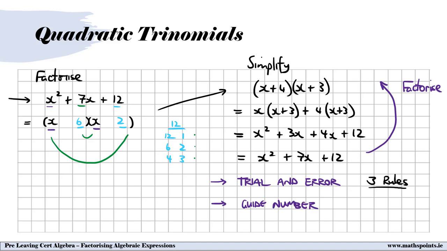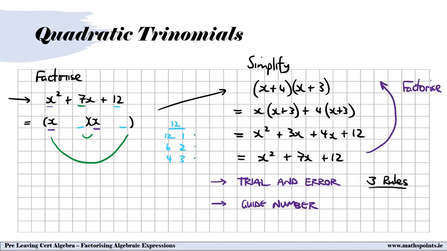The inner 2 multiplied to give 6x, and the outer 2 multiplied to give 2x. And is there any way that 6x and 2x can give me 7x? No. And so my second trial has failed as well. And so I'm going to rub out the 6 and 2 and then do my last trial.